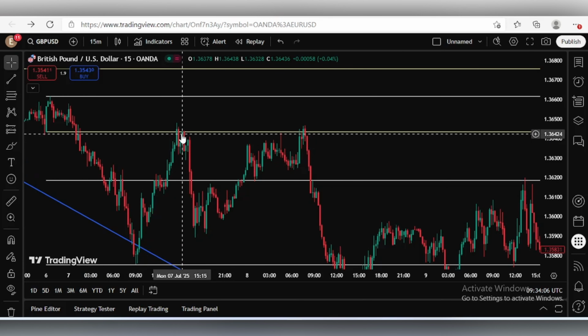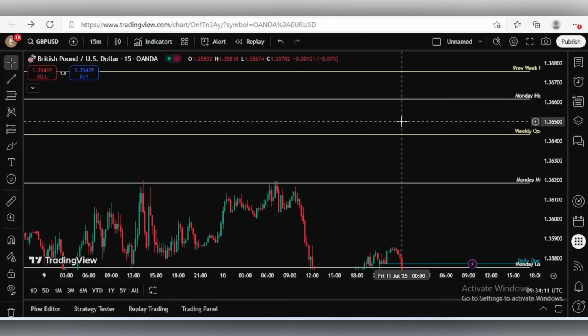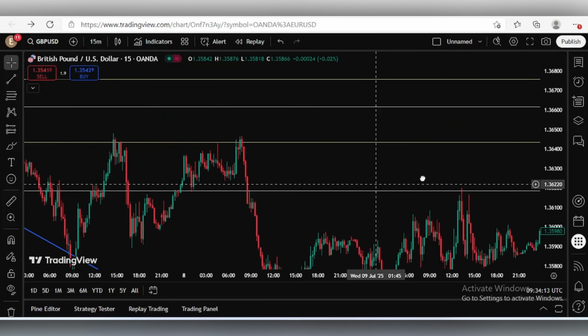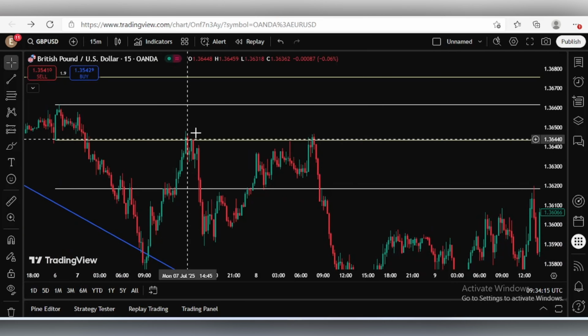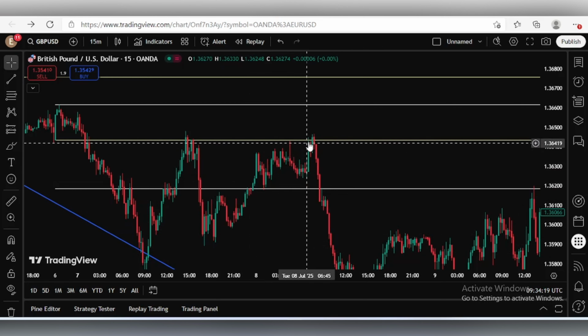So it blew up and hit the, I think this should be the weekly, right? So let's go ahead and see. This is the weekly open. So it hit the weekly open level, and then it did come down and then finally went back up and reconfirmed.